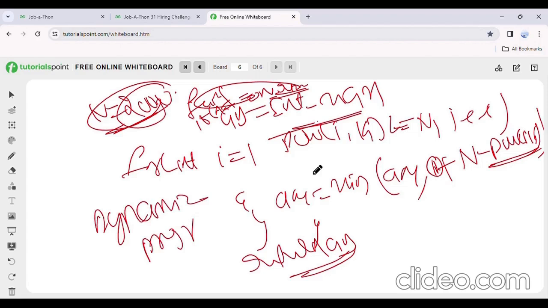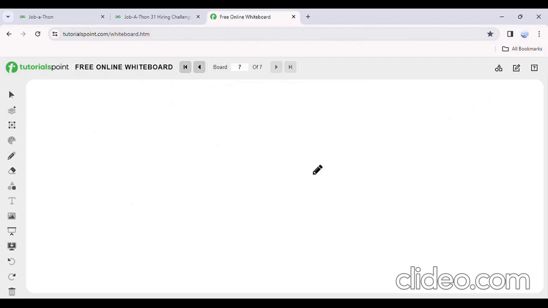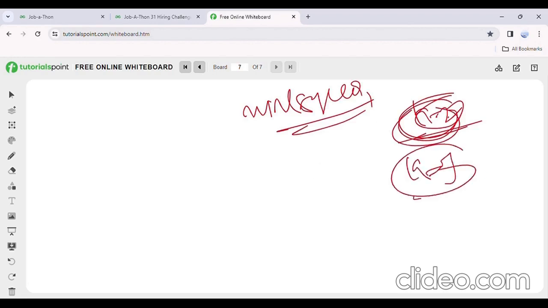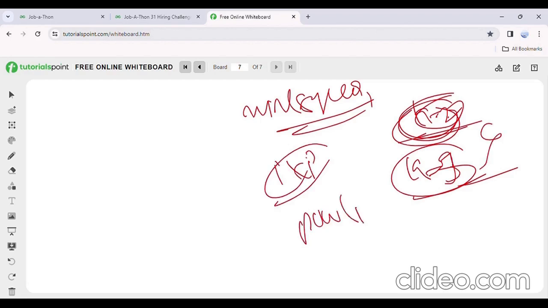Okay guys, this problem is similar to the minimum square problem. There k is constant, k is always 2. In this problem k is varying, that is the only difference. Both problems are the same, but here k is varying. There we use i into i, the square, and here power of i comma k. These are both the same problem, guys.